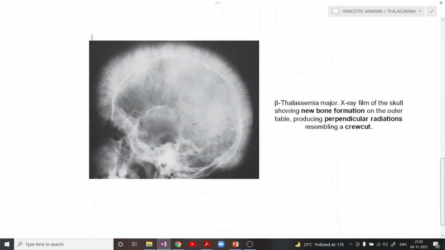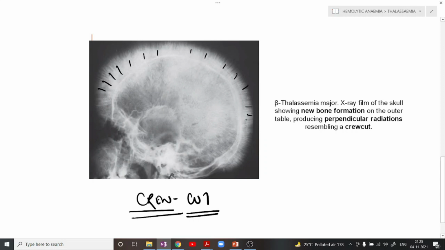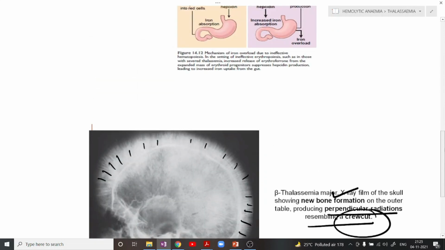So let me just show you. This is the classical crew cut appearance that we see. It is not specific for thalassemia. It can be seen in other hemolytic anemias, for example, in sickle cell anemia. So you can see over here that there is new bone formation. The X-ray film is showing new bone formation producing perpendicular radiations resembling a crew cut. Okay, classically seen in thalassemia.